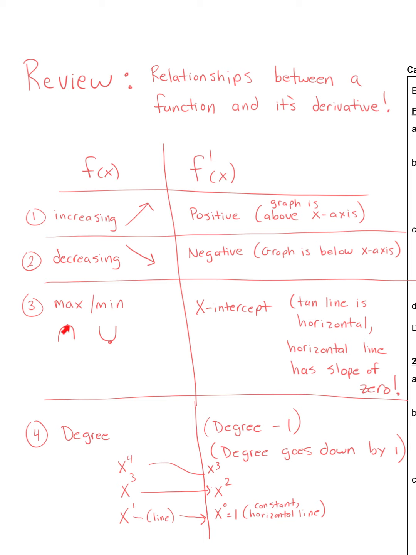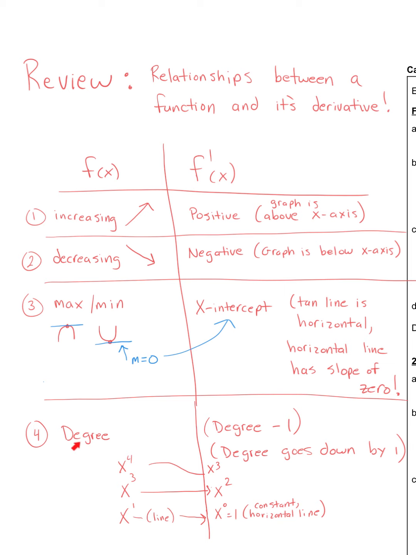Anywhere there is a maximum or a minimum on a function, there will be an x-intercept at that x value on the derivative. Because remember, the derivative is the slope of the tangent line. If I draw in a tangent line, at a max, it is horizontal. At a min, it is horizontal. A horizontal line has a slope of 0, which is an x-intercept. So anywhere there's a max or a min on a function, there's an x-intercept there on the derivative.